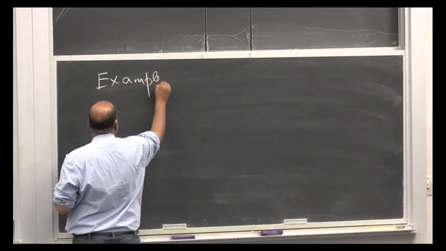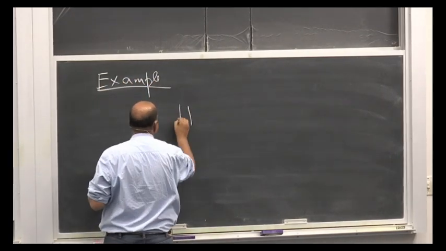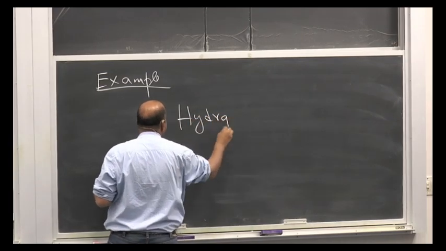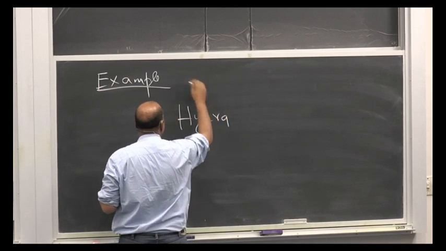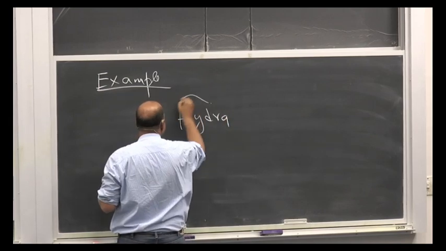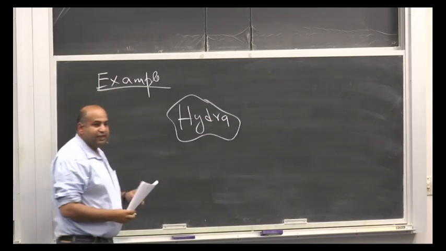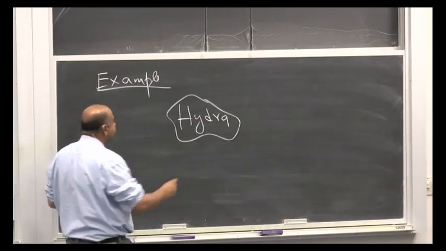So I have an example of a galaxy, it's called Hydra. It's called Hydra because of its certain tentacles type structure. So this is some galaxy. So this galaxy has a calcium cloud around it.